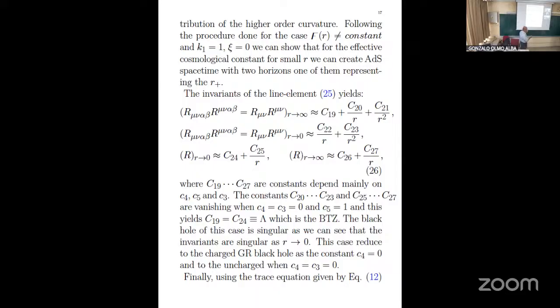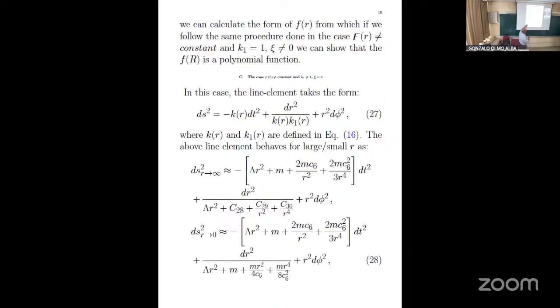The last class that we will discuss is the general one, where K1 is not equal to 1, xi is not equal to 0, and F is not equal to constant. In that case, here is the metric for large r and for small r. So here also, as you know, this constant is related to the exponential of f(R).